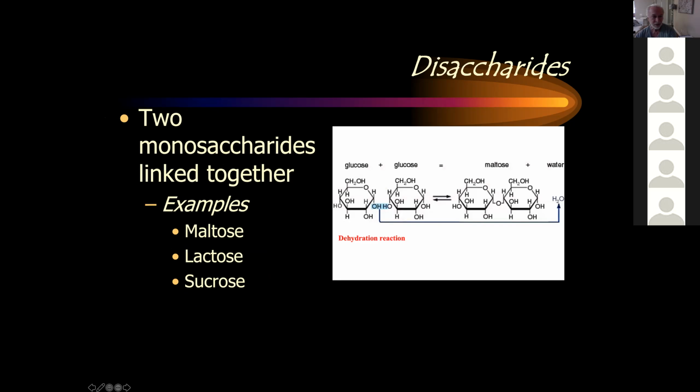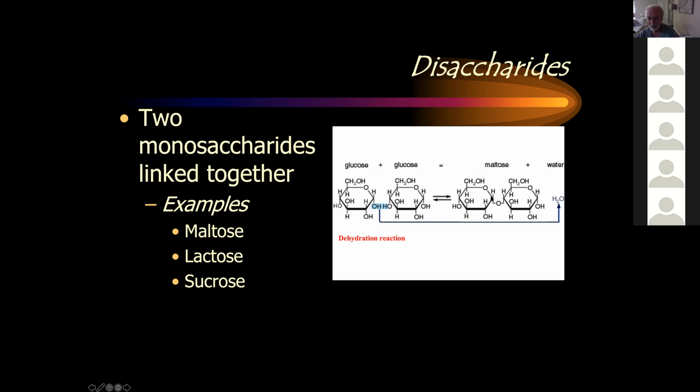Disaccharides are two monosaccharides linked together. Examples are maltose, lactose, and sucrose. So here you have the formation of maltose from two glucose molecules. So again, to repeat, there's a dehydration reaction. You have the number 1 carbon of one glucose molecule and the number 4 carbon of an adjacent one. They undergo a dehydration reaction, lose a water molecule, so you end up with this structure.